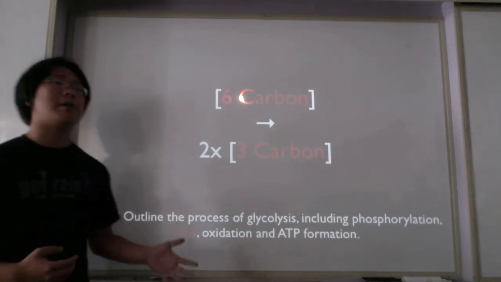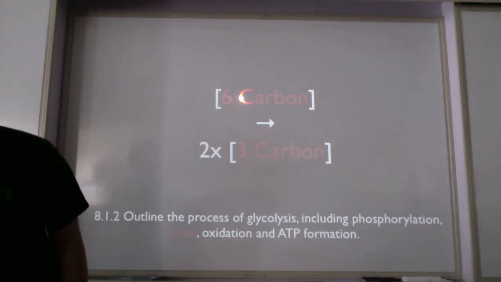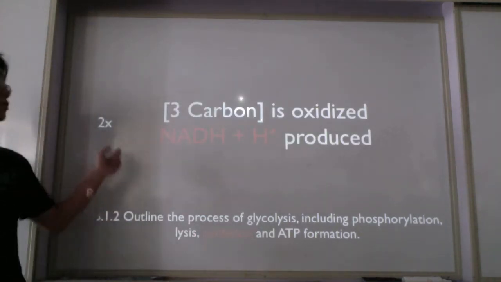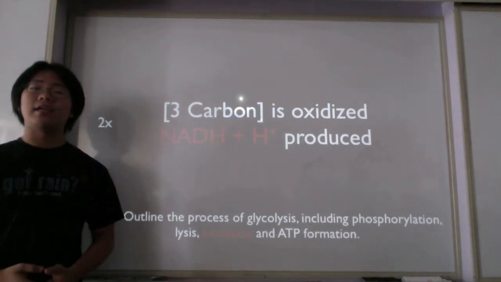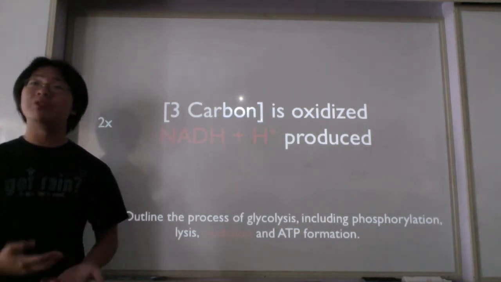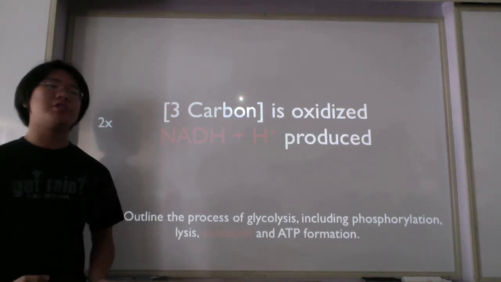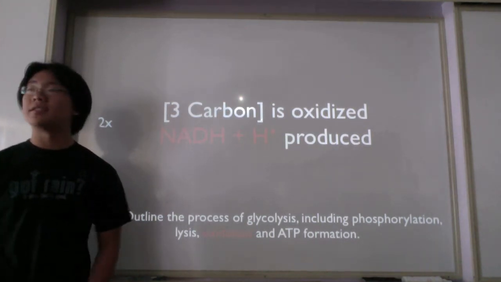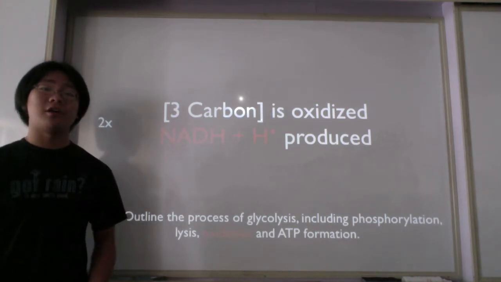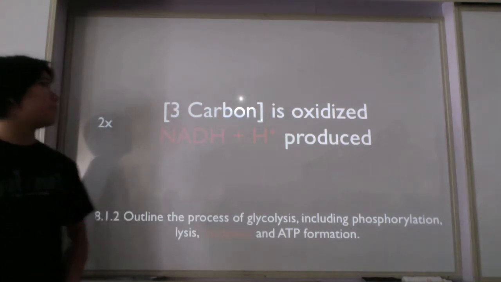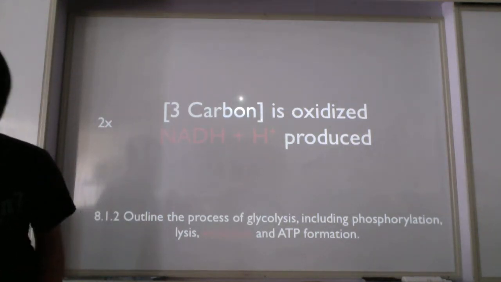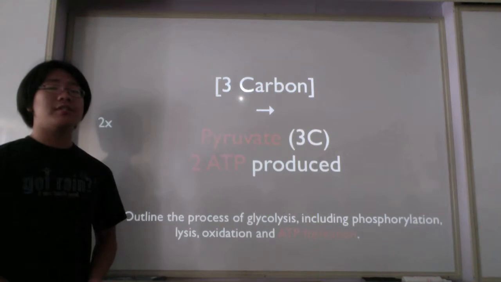This 3-carbon compound, or both of them, since there are two, they are oxidized, and through this, NADH plus a proton is produced. These hydrogen carriers are very important to the process of cellular respiration because they help fuel the electron transport chain, which I will talk about in a second. For now, though, just know that these 3-carbon compounds are oxidized, and afterwards they are converted to pyruvate, which is just another 3-carbon compound, producing 2 ATP.